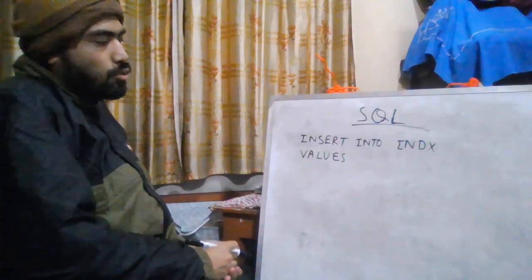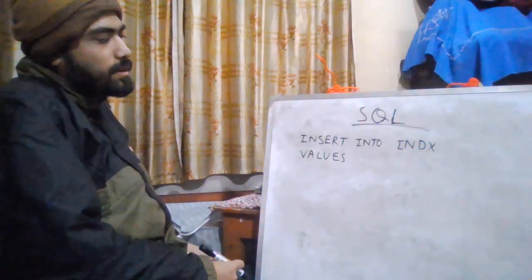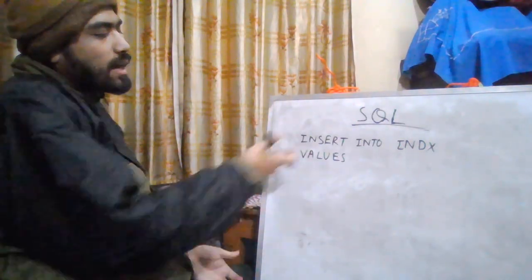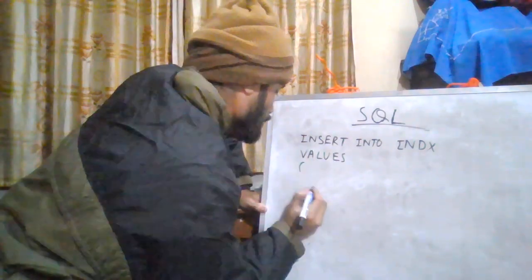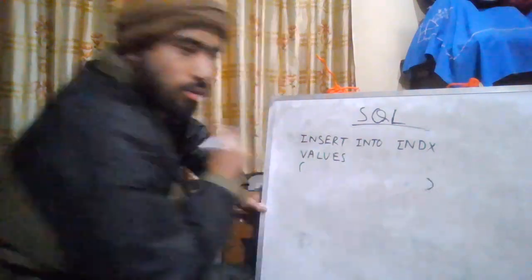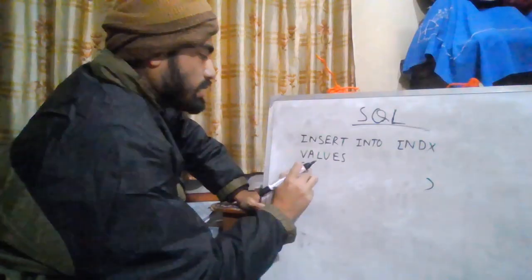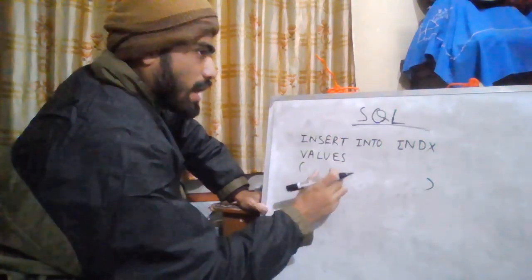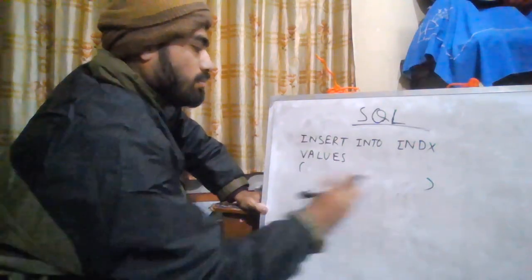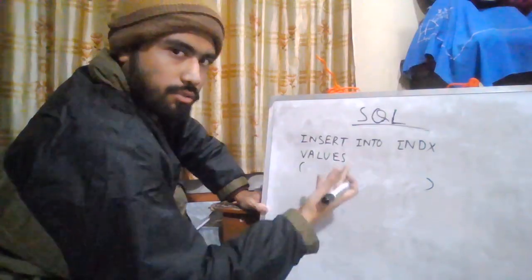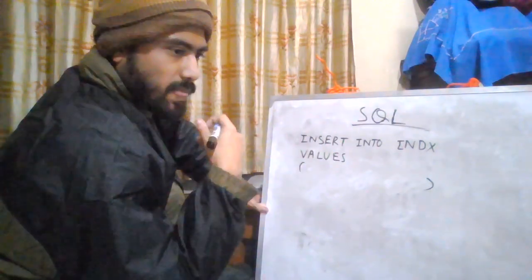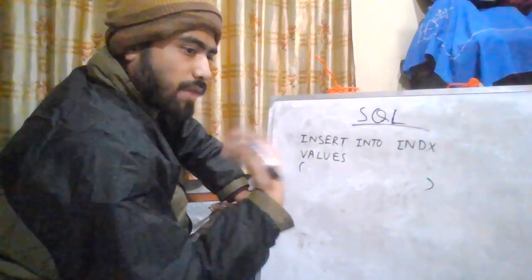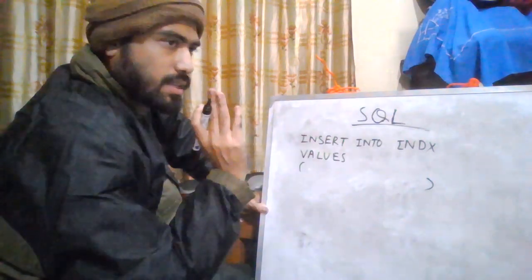One thing you can do for the insert statement: you can directly write insert into index, then values, then open the bracket, close the bracket, and inside this bracket you will write the values you are going to insert in the same order as you have defined it while creating the table.